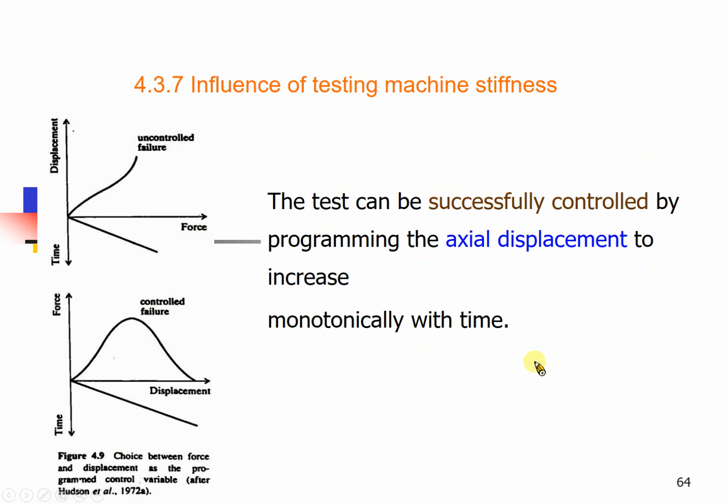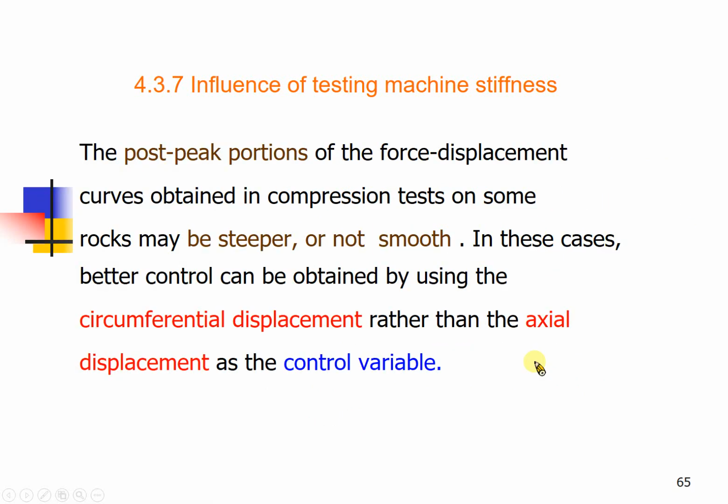So as I mentioned, you can control using axial displacement. And you can also control by the circumferential displacement. What is the circumferential displacement? I already introduced you a little bit. This will be the circumferential displacement. So measure the lateral displacement. We call it the circumferential displacement.